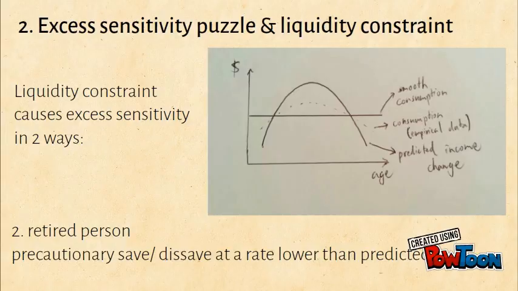Another example is a retired person. Under liquidity constraint, he would like to save more for precaution. It may be due to uncertainty about future shocks, or he wants to save more to prevent liquidity constraint in future. Therefore, he may consume less than predicted and save at a lower rate than predicted and appear to be sensitive to predicted income change.